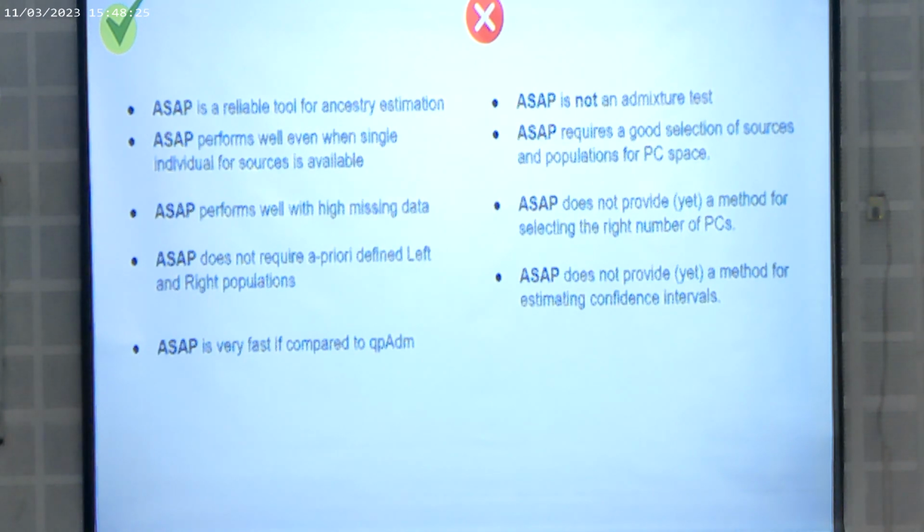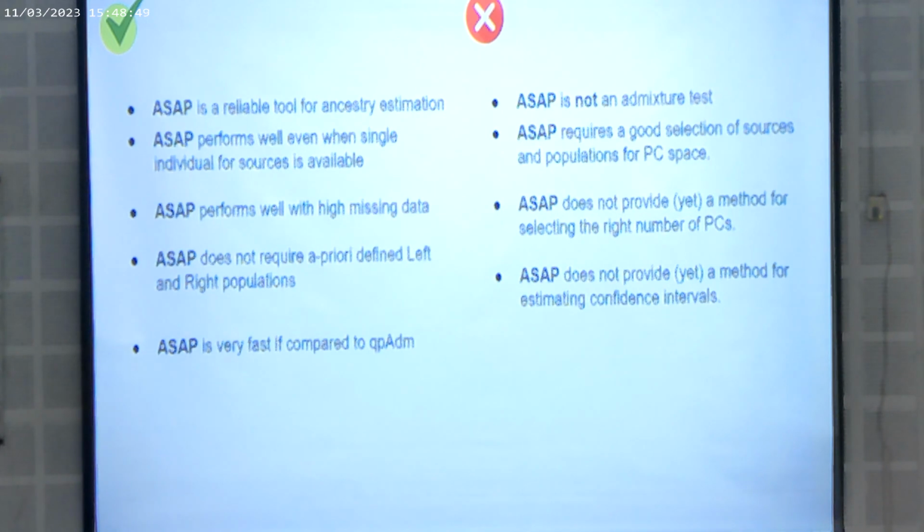Our approach is not an admixture test. So we were dealing with populations that we knew were admixed. But if you do it with some population that is not admixed, you still get an answer. And so we are thinking of using some F4 estimated from PCA to try to guide the user as to whether the population is admixed or not.